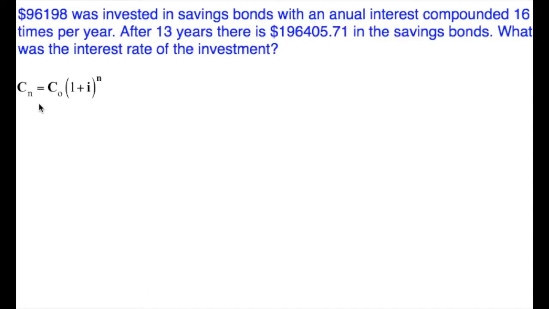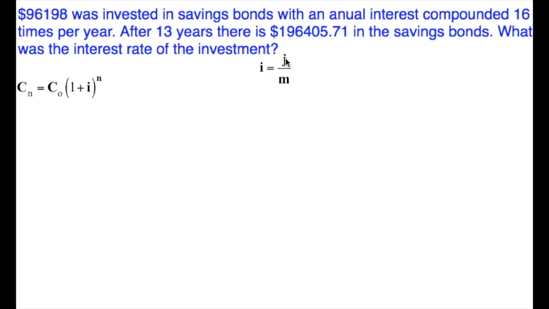We start off with our exponential growth formula. C sub n is equal to C sub 0, our initial value, times 1 plus i, the interest, to the power of n. Now this is interest per compound. N is how many compounds there are in all. We have to figure out i and n.